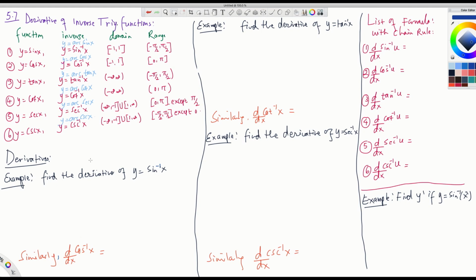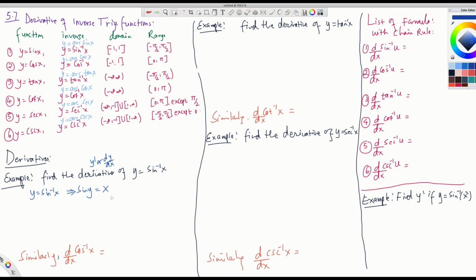The derivative is basically y prime or dy over dx. How do I do that? You start with y equals sine inverse x. If you take sine on both sides, you get sine y equals sine of sine inverse x. The sine and sine inverse cancel out, so what you get is sine y equals x.